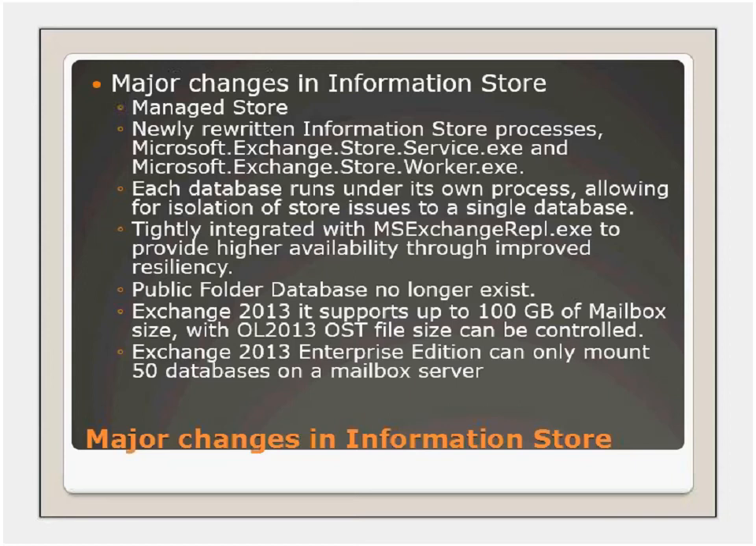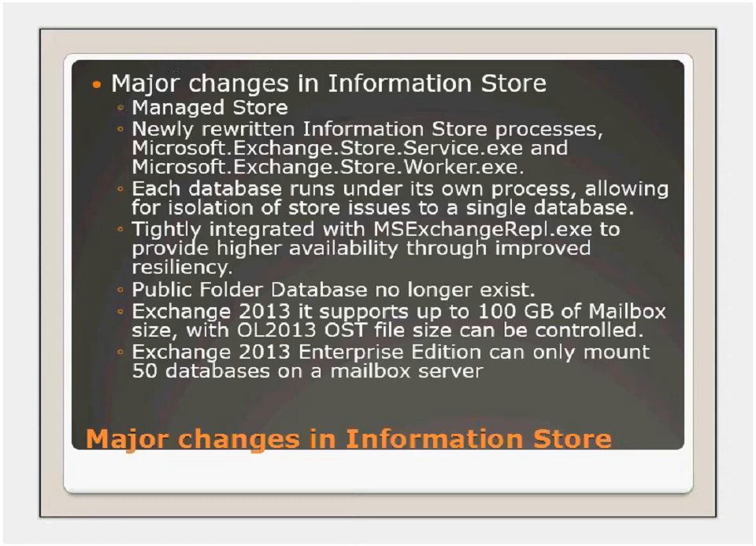Okay, so let's move the session on to the next topic, which is the information store. What is the difference you find on the information store right now? The information store is something that is called the managed store, and it's all newly rewritten, and there's actually an information store process. There are basically two processes. One is Microsoft Exchange Store Service.exe, and there is another one, Microsoft Exchange Store Worker.exe. So what are these two doing? What are the differences?